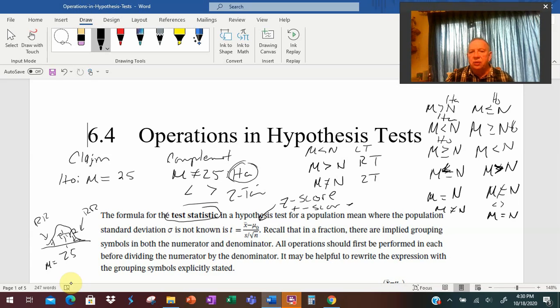But this depends on what we're doing, what kind of test. Is it for the mean? Is it for the proportion? Do we know something about sigma?